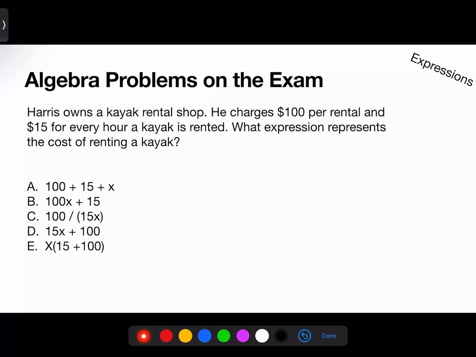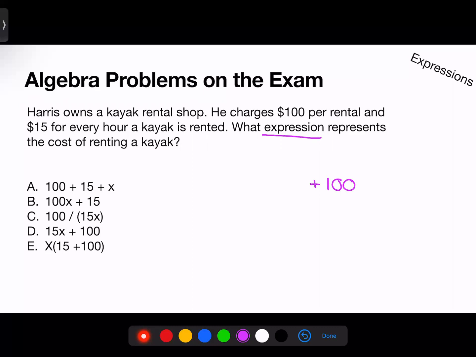Harris owns a kayak rental shop. He charges $100 per rental and $15 for every hour a kayak is rented. What expression represents the cost of renting a kayak? Instead of solving for x, we are creating an expression. So no matter how long you rent a kayak, it's going to cost at least $100. That needs to be added to the total.